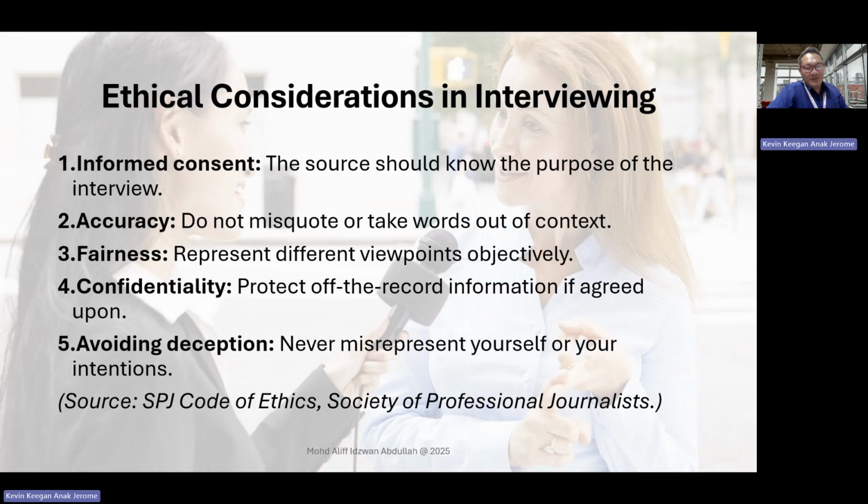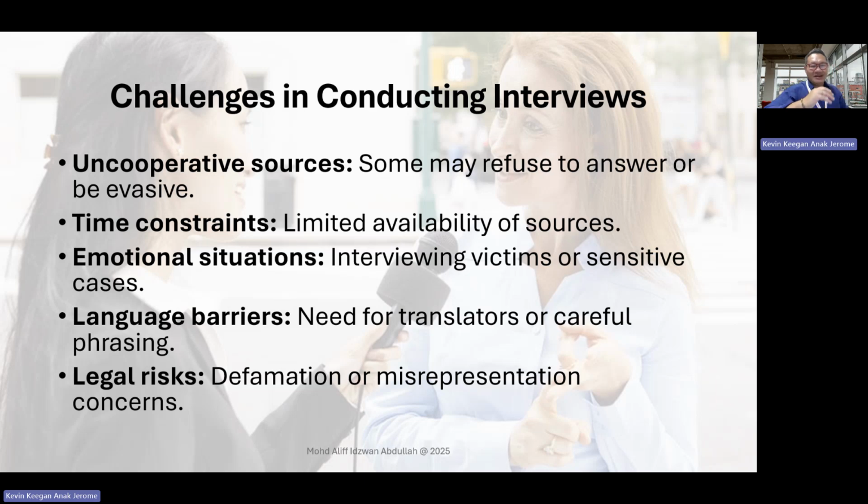Ethical considerations in interviews: informed consent, accuracy, fairness, confidentiality, avoiding deception. These are all under ethical considerations. Challenges in conducting interviews: uncooperative sources. Some may refuse to answer or be evasive because maybe the question is very sensitive, or they just don't want to answer.